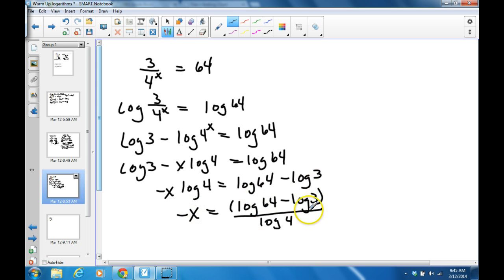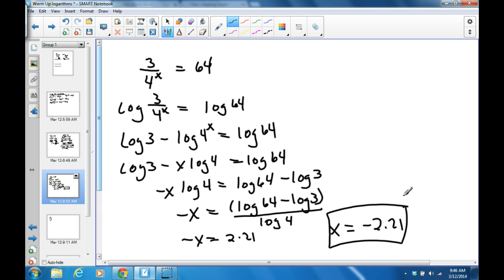So if I put this into my calculator right now the way it is, I'm going to have negative x equals 2.21. So what is my x going to be? Yep. So x ends up being a negative 2.21. Yep, divide by negative 1.